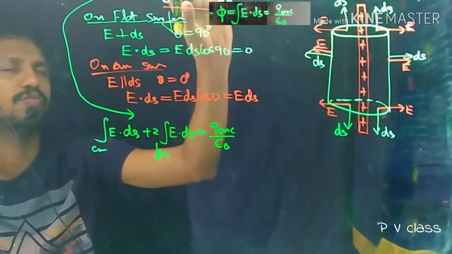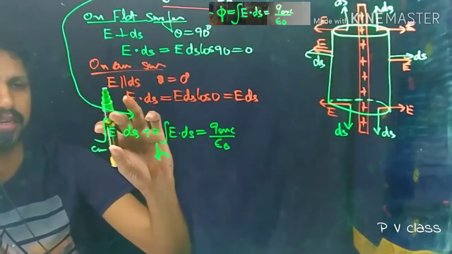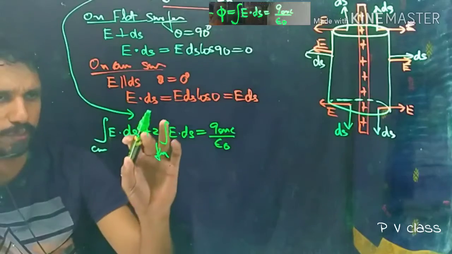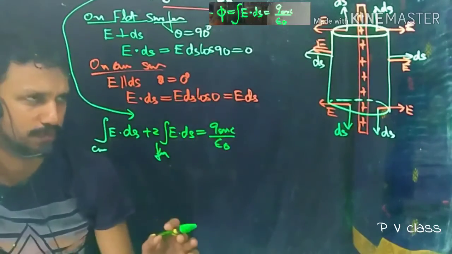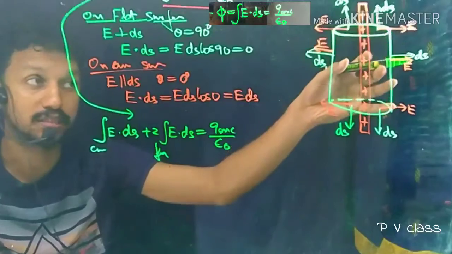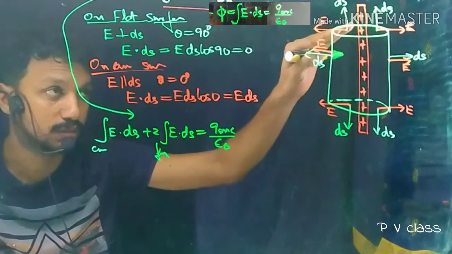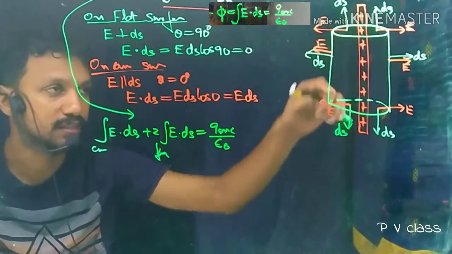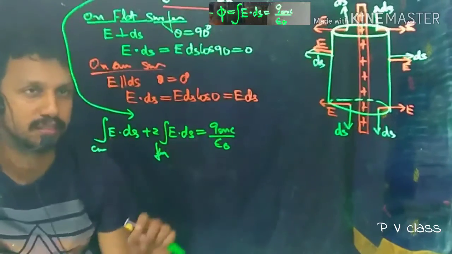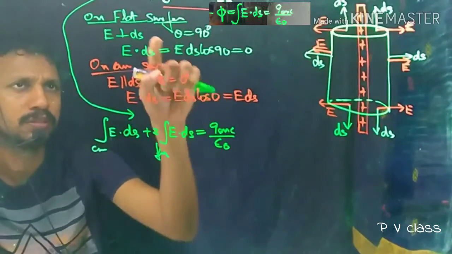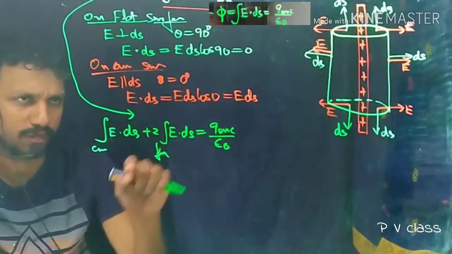Instead of integral of E dot ds, I am writing integral curved E dot ds plus 2 into integral flat E dot ds is equal to q enclosed by epsilon 0. Since we are considering a cylindrical Gaussian surface, and a cylindrical Gaussian surface has 2 flat surfaces and 1 curved surface. And after writing this, let's use these concepts over here.